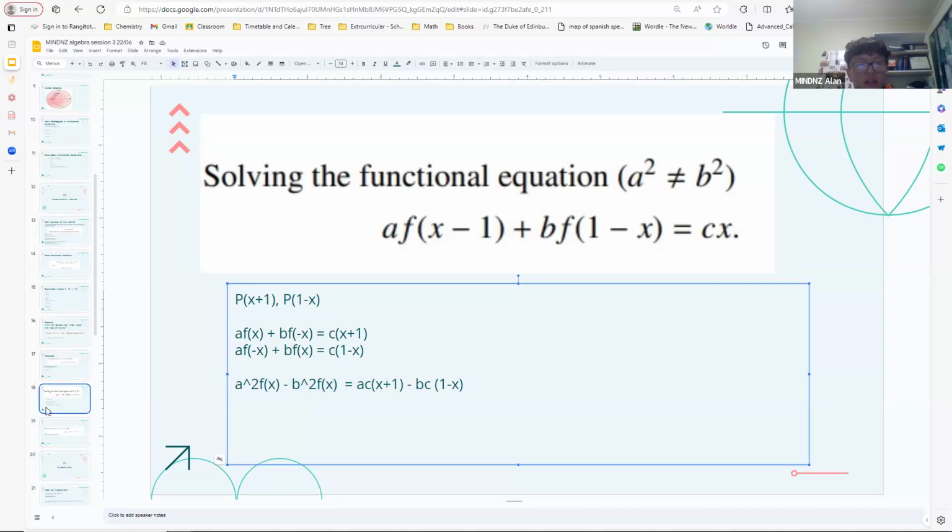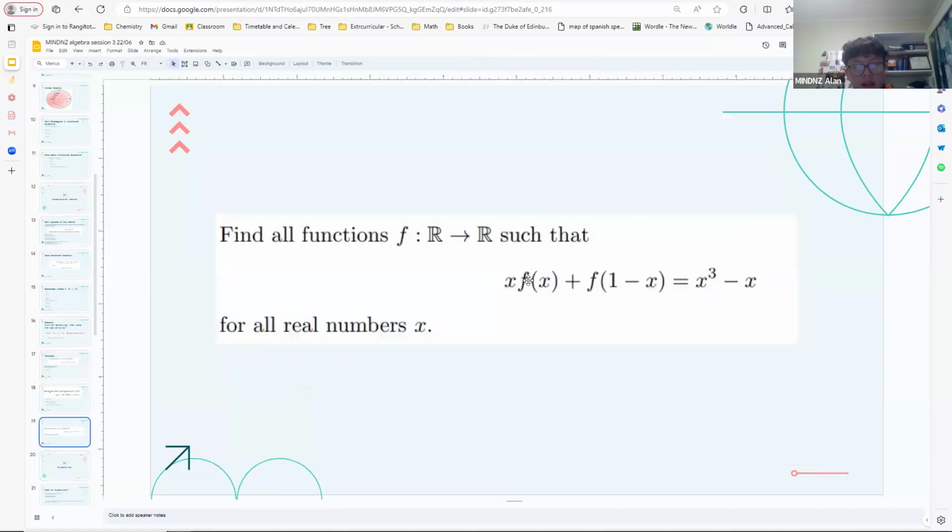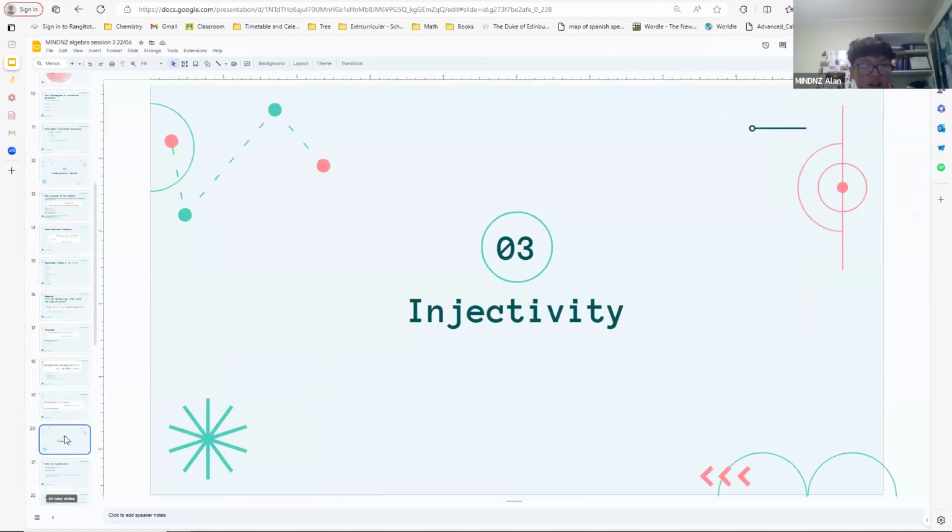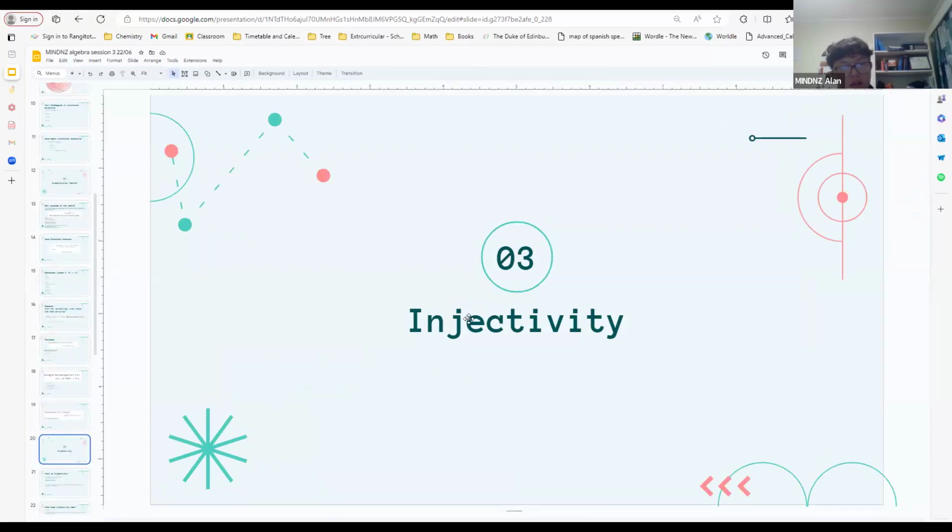You can do it in your spare time. So we can skip this one. You guys can also do this one in your spare time. And then we'll move on to injectivity.